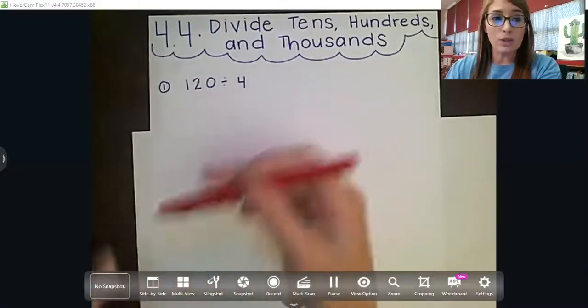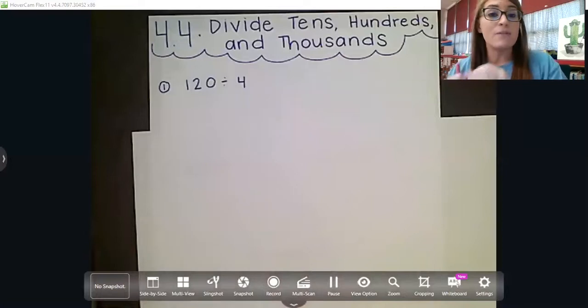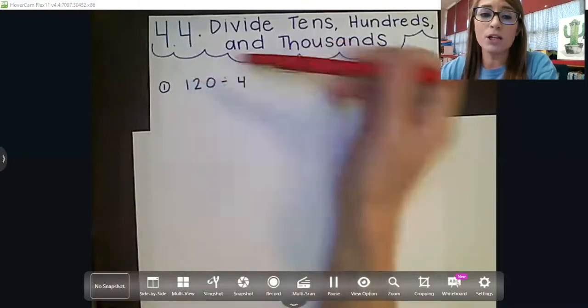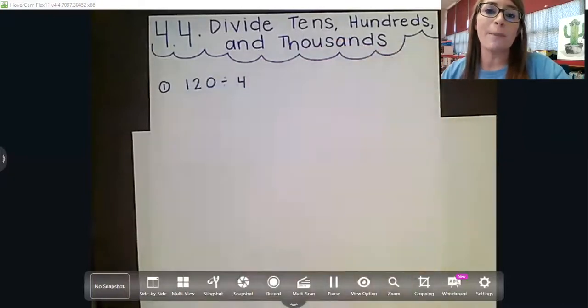Now, I'm going to walk you through this one, and then you're going to help me with the other one. So make sure if you don't have a piece of paper and pencil, you go get one real quick and then come right back so you can do this together with me. Okay, so number 1, I've got 120 divided by 4. So what I'm going to do is look for a basic fact that I can pull out and solve first to help this be a little bit easier and be kind of like mental math.